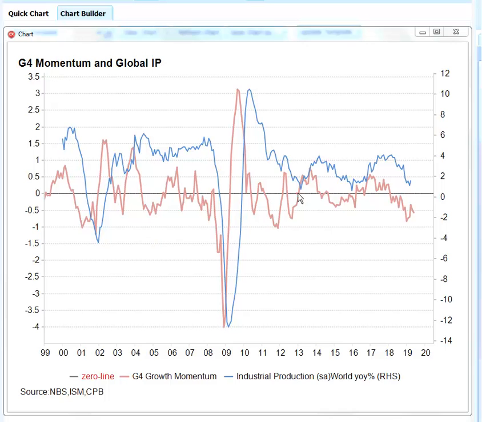You can also see that when it pushes above zero, that typically represents the inflection point in the IP or economic cycle. So it does seem to be important in as far as it tells you something about turning points in the cycle. How else can we use it?